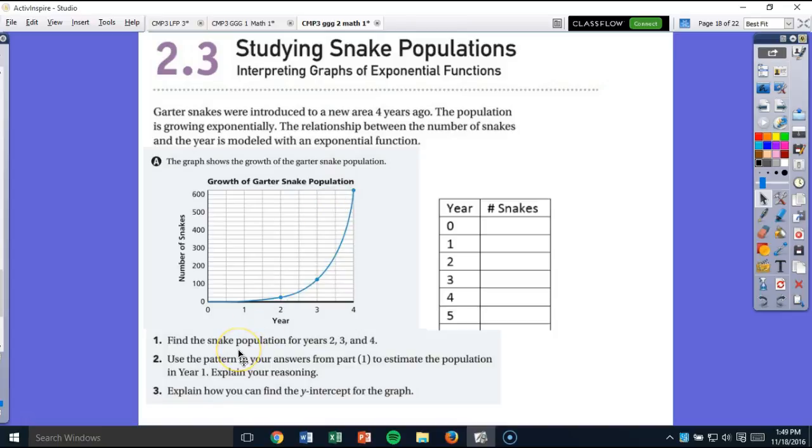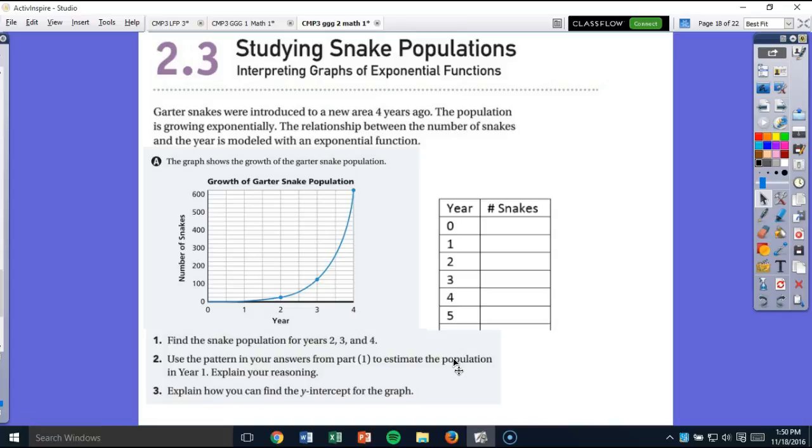What it asks you to do down here is to find the snake population for years 2, 3, and 4, and then use that pattern in your answers from part 1 to estimate the population in year 1 and explain your reasoning. I also want you to explain how you can find the y-intercept of the graph. Well, I know it's hard on this graph to see, like at year 1, what that value is, and it's even harder to see what the possible y-intercept might be.